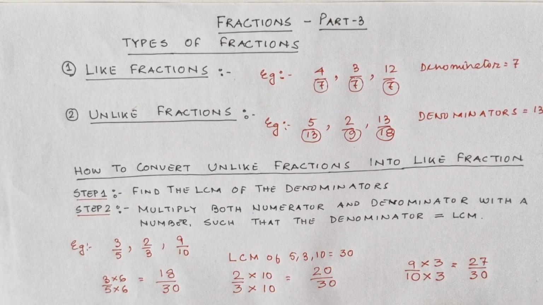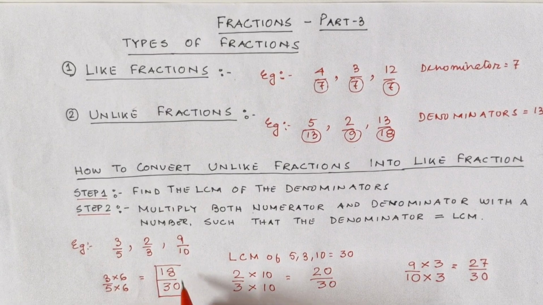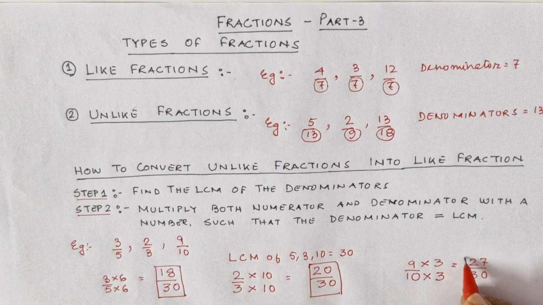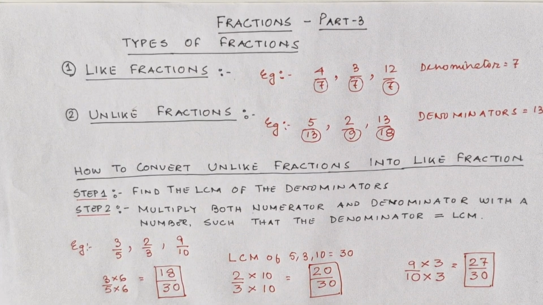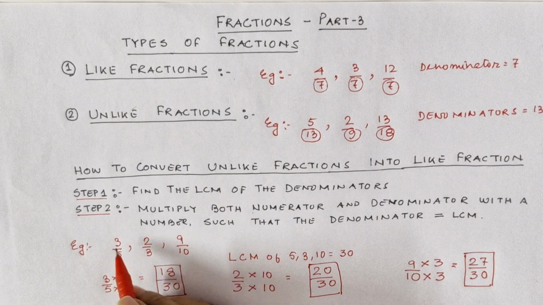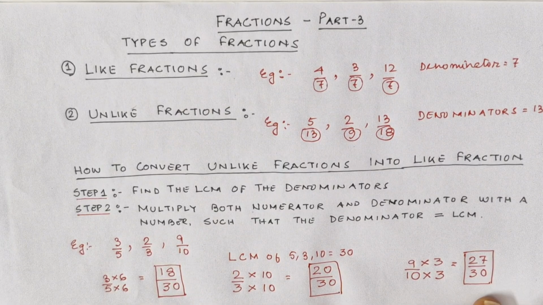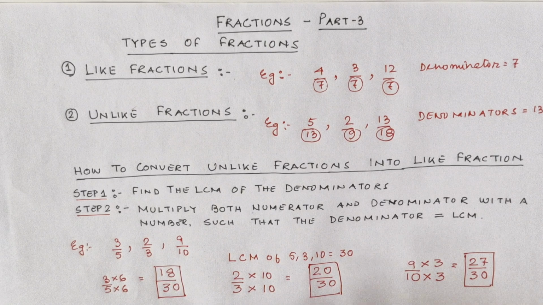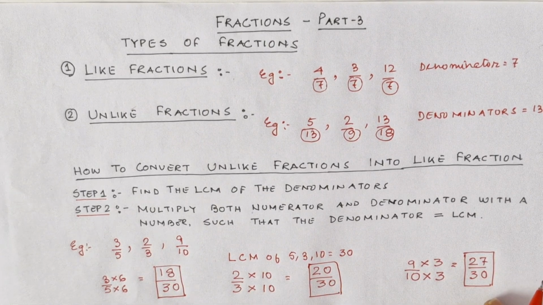Now what have we done? See, in each of these converted fractions, all the denominators are now equal: 30, 30, 30. So we have successfully converted these unlike fractions into like fractions. Got it? At the end of the problem, you should write that 18 by 30, 20 by 30 and 27 by 30 are like fractions.